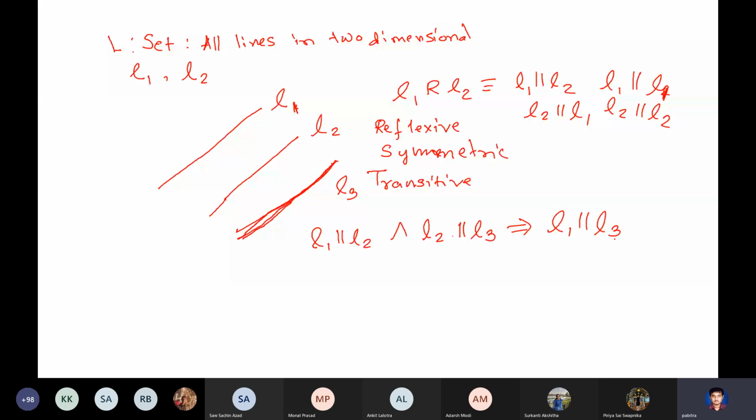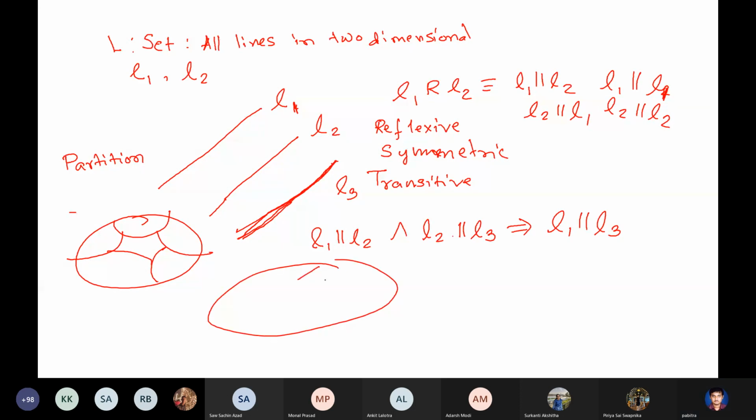So suppose among all possible lines in two dimensions, I group them into, as I said, you have already talked about partitions earlier. That means if you take a set and a collection of subsets which are exhaustive and exclusive, then they form a partition. So if you take the set of all possible lines in the world, and you group them such that they are parallel to each other, all lines which are parallel to each other form a group.